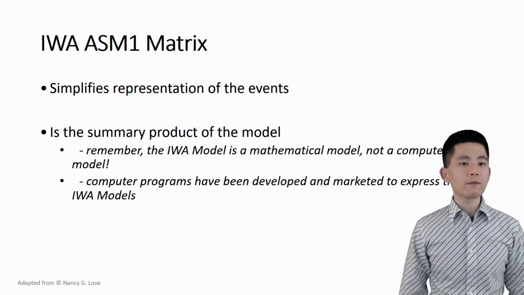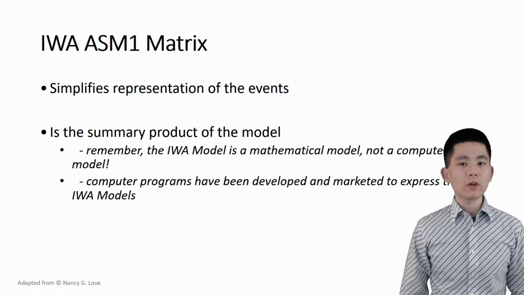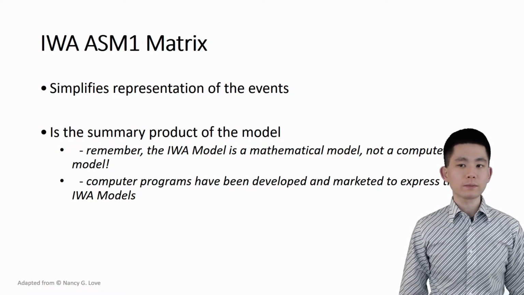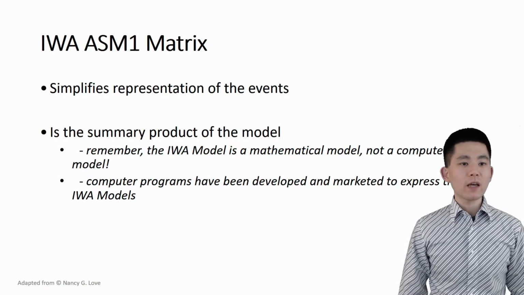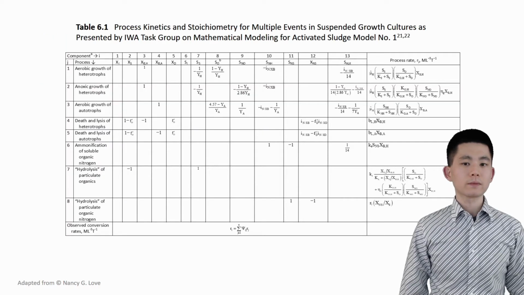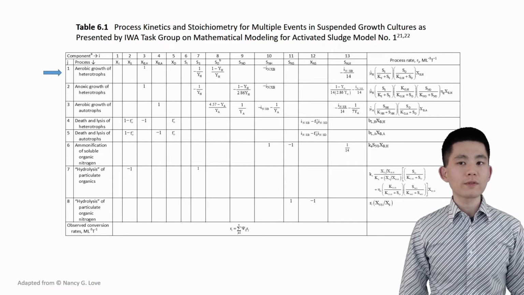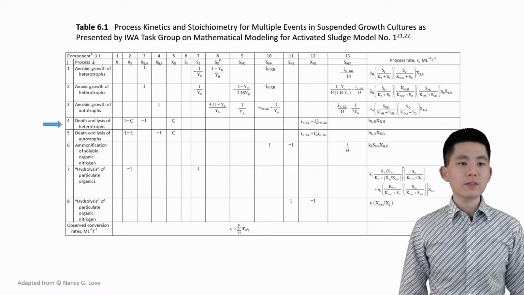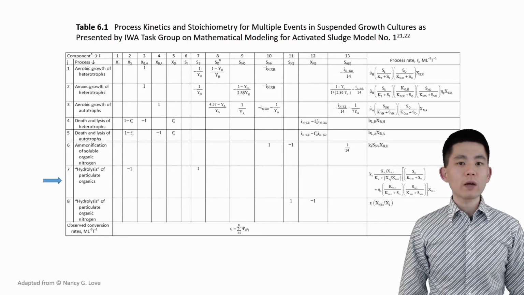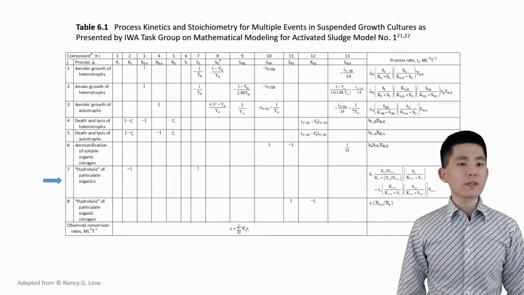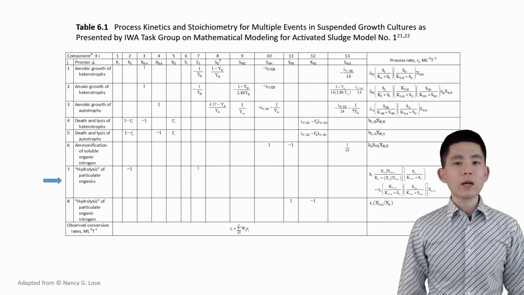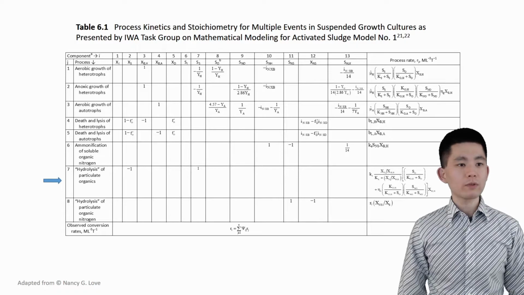Computer programs have been developed according to the mathematical model to help solve complex equation systems. But remember that the IWA model itself is a mathematical model. This is the ASM1 matrix. It contains processes like aerobic and anoxic growth of heterotrophs, biomass death and lysis, and hydrolysis of slowly biodegradable compounds, and components involved in those processes, like various biomass and substrates. The process rate is determined by multiple complementary nutrients.